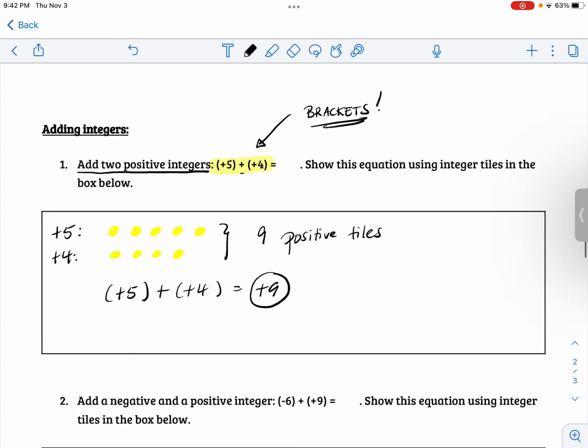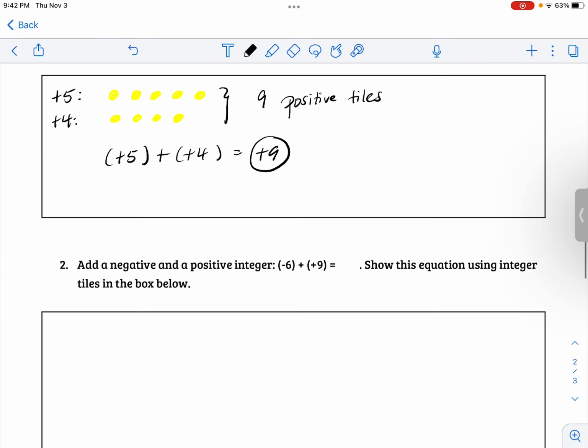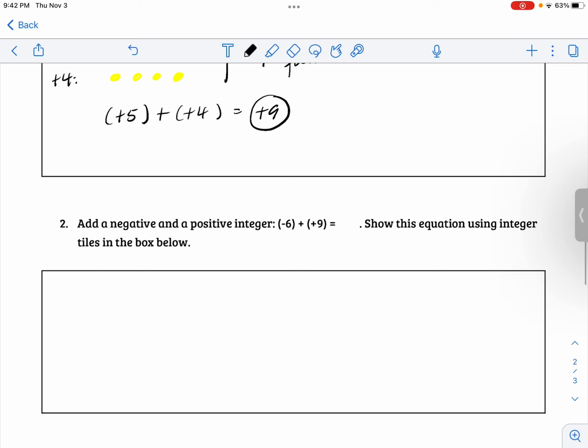Now, the next example is slightly different because this time you're adding a negative and a positive integer. So you're adding two different signs. Notice again the use of brackets, really important. So you're going to add negative 6 plus positive 9. Same procedure as before. You're going to start off with the first integer in the equation, which is negative 6.